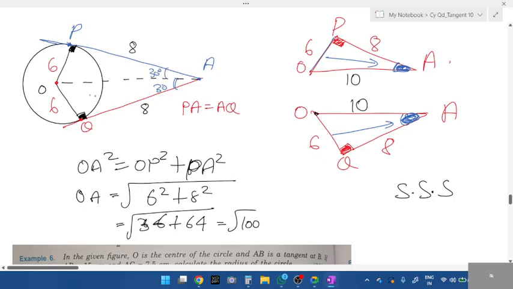Next, opposite to 8 centimeter, what is the angle? Opposite to 8? O, right? If this is 40 degrees, even this also would be 40 degrees. Angles are equal.